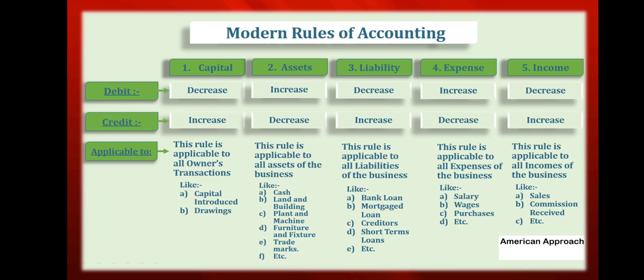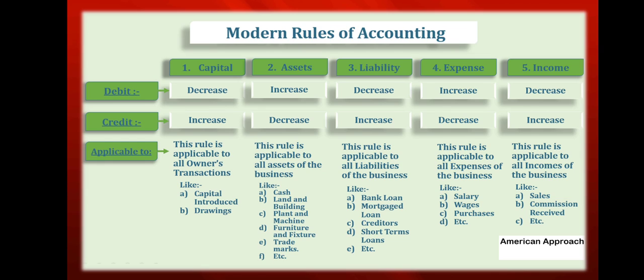And the last one is income. Debit decreases, credit increases. This rule is applicable for all the incomes that a business receives. It could be like sales, commission received, interest received, etc. There are a lot when it comes to income. Okay, so what are the rules for debit and credit under income? Debit decrease, credit increase. So we have completed all the 5 aspects, children.